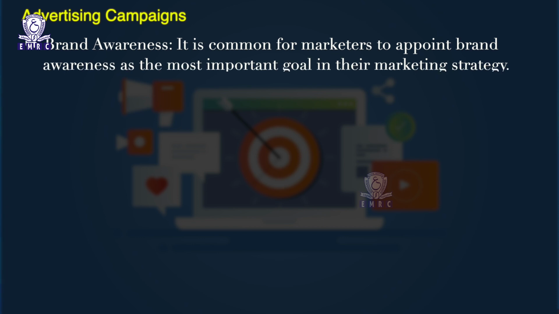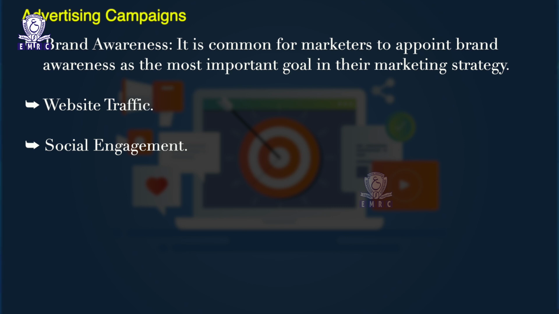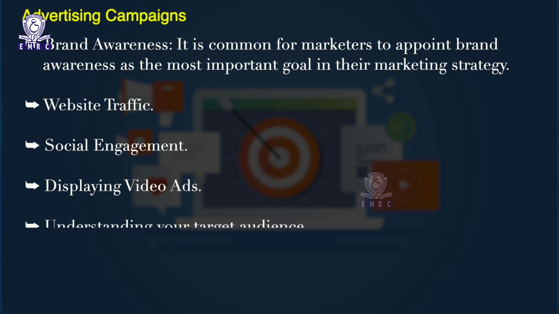1. Brand awareness. It is common for marketers to appoint brand awareness as the most important goal in their marketing strategy. 2. Website traffic. 3. Social engagement. 4. Displaying video ads. 5. Understanding your target audience. Informative advertising creates awareness of brands, products, services and ideas. It announces new products and programs and can educate people about the attributes and benefits of new or established products.